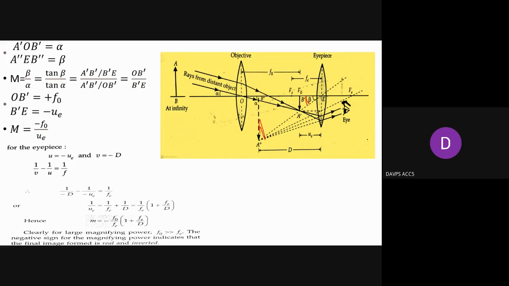That is beta. Because the eye should be considered here, placed here. Optical magnification is the angle subtended by the final image at the eye to the angle subtended by the object at the unaided eye. That means the unaided eye is here.